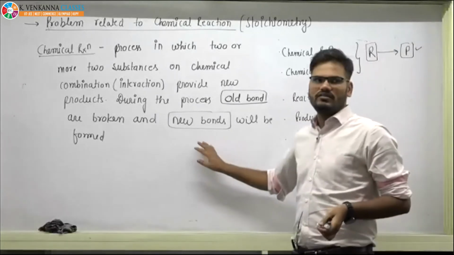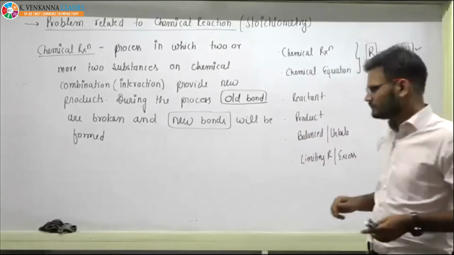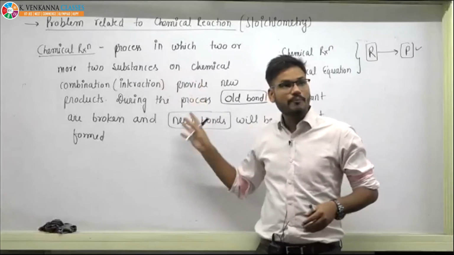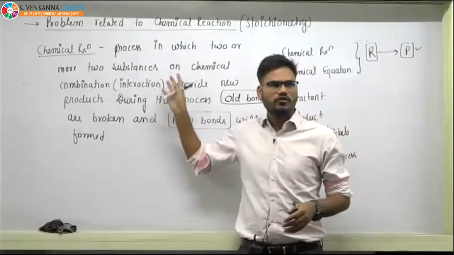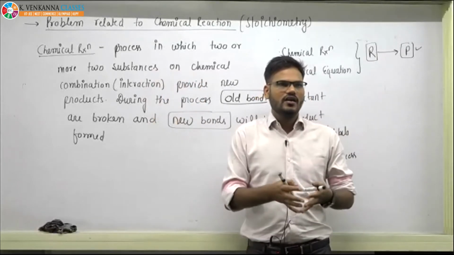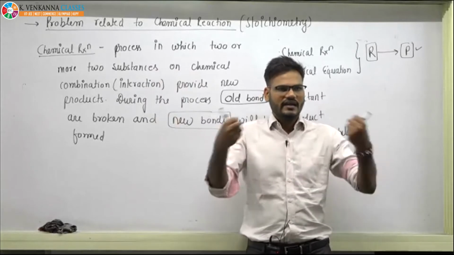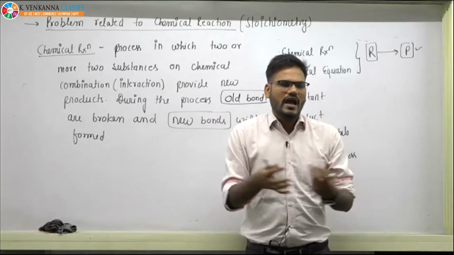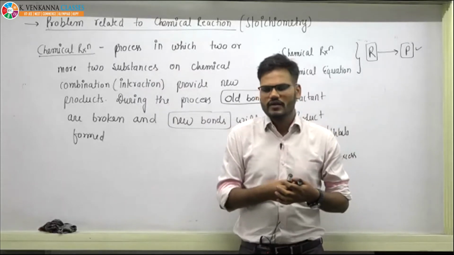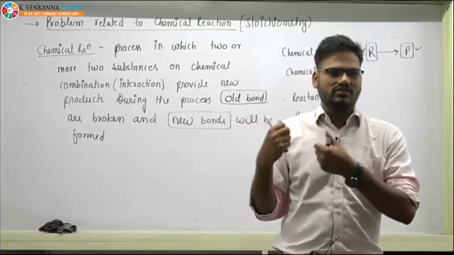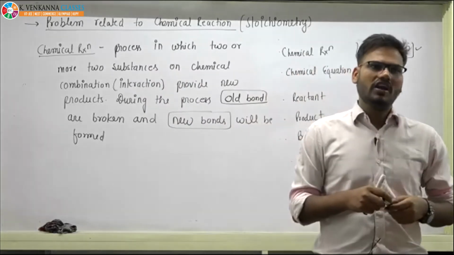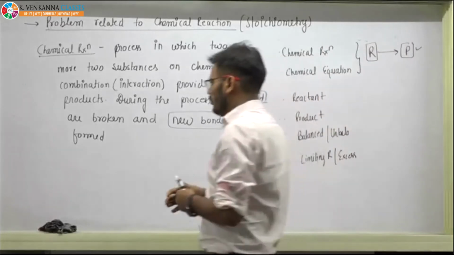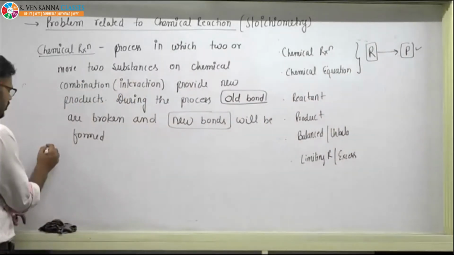So this is a chemical reaction, beta. How is it different from a chemical equation? Now this is a process which is happening. It is happening in a container where you are keeping something and they are interacting with each other, and on the interaction the old bonds are broken and new bonds are getting formed. If you want to represent the process with the chemical formulas, then it will be known as chemical reaction.